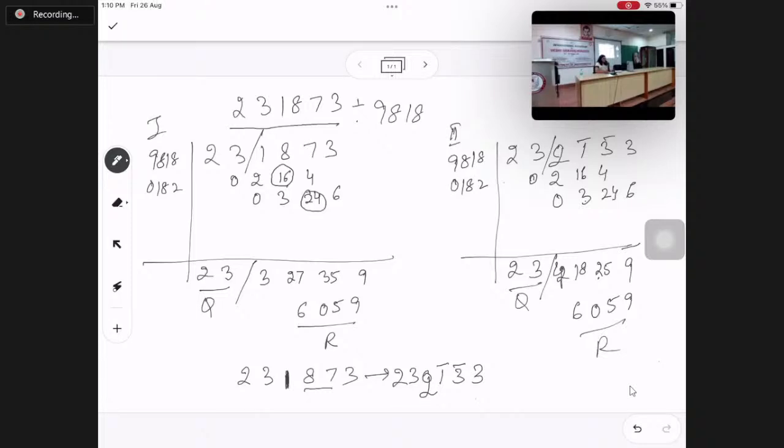Okay. Again, here we are getting 8, which is more than 5. So we can also take the vinculum of this number. So next method is using the vinculum of the modified divisor. Shall I erase this?